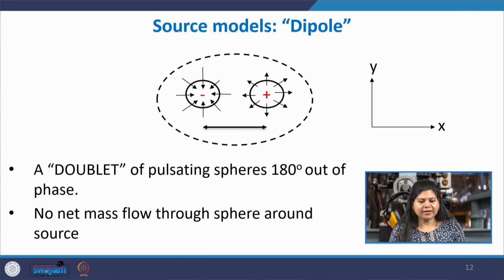Now, what do you mean by a dipole? That is a second source model. Imagine two monopoles that are kept together, separated by a small distance.